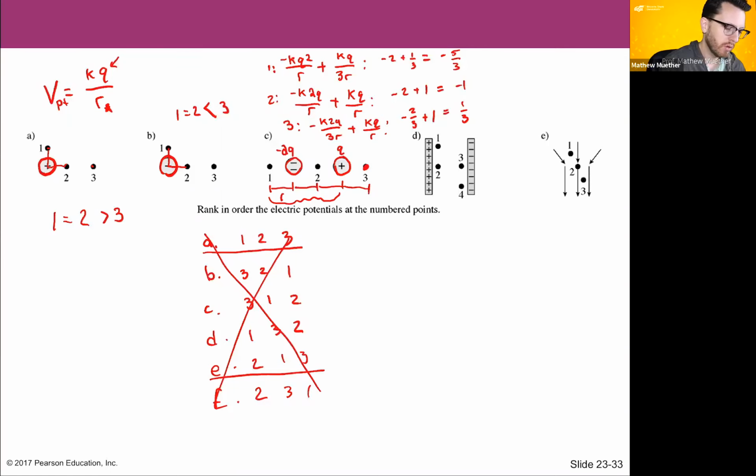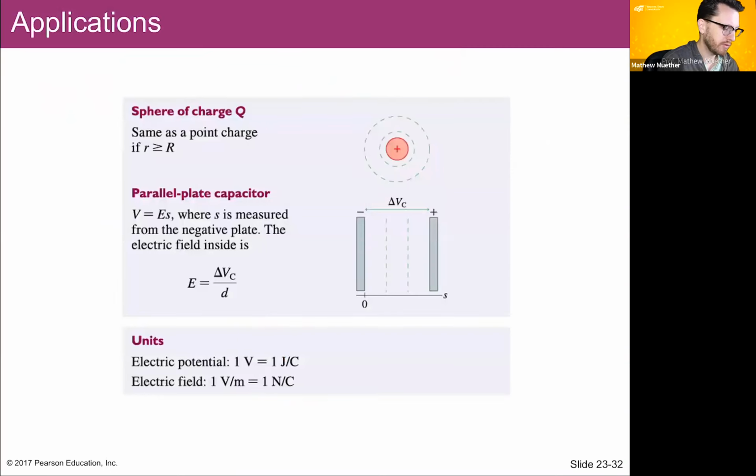Okay, what about D? Now I have a parallel plate. Okay, positive charge on the left, negative charge on the right. I can flip back, and your book goes through and does a calculation. We can solve for what the potential energy or the change in the potential energy looks like between a parallel plate capacitor. And it has this functional form. The potential energy is essentially equal to ES, where S is measured from the negative plate. That's the distance from the negative plate.